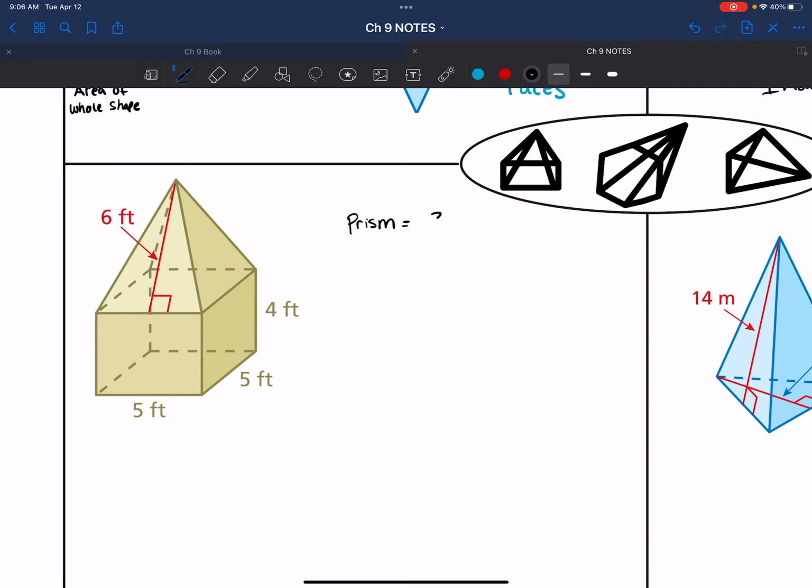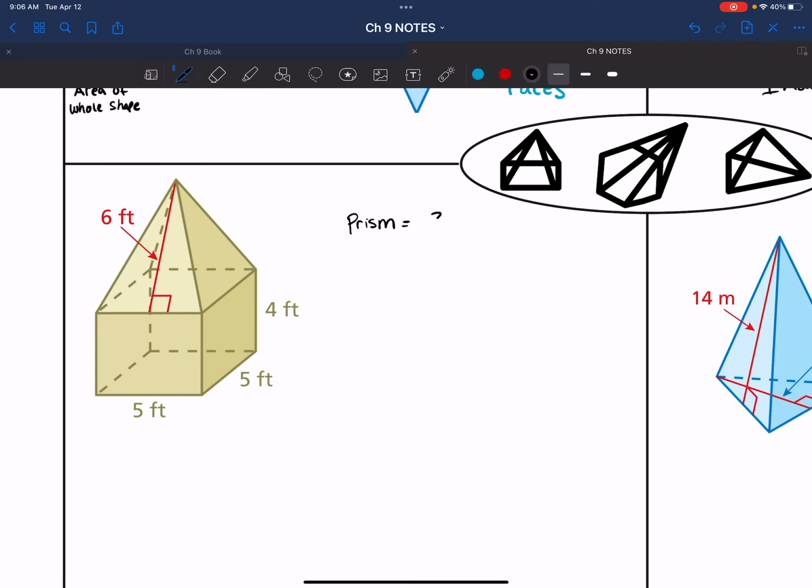Now let's do the next side. This side on over here is 5 by 4, so that's 20. This is also 5 by 4 then, so that's another 20. Now let's do the top and bottom of this thing. It's a 5 by 5. You gotta be careful, it's not 5 by 4 again. 5 by 5 is 25.